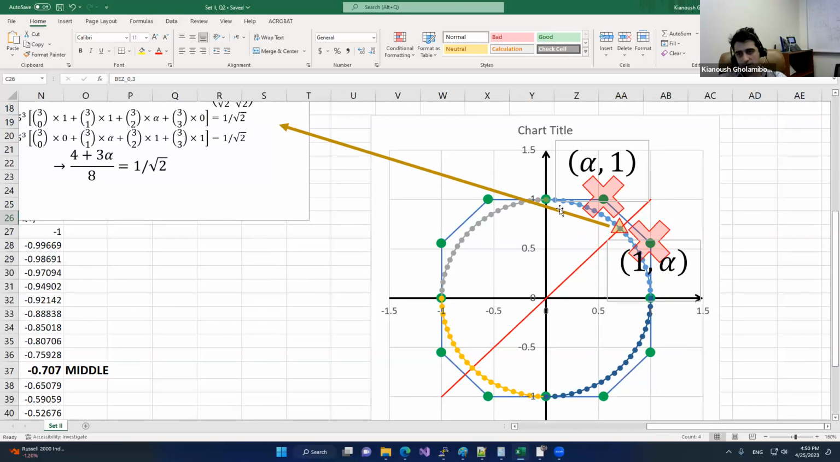This curve has 20 points. The middle one is this one, and this one is going to be at y equal x. That means the middle point of the first quarter should intersect with y equal x. That means it should have the same x and y, right?